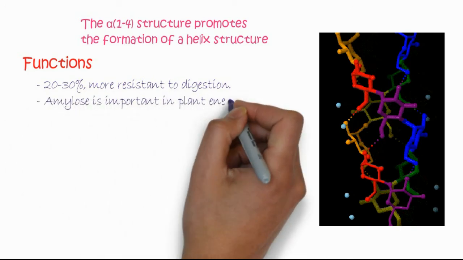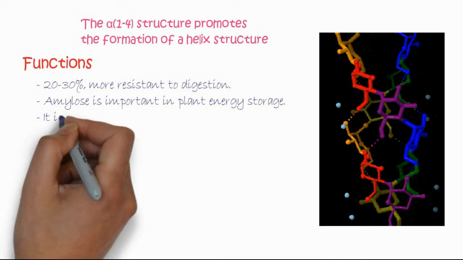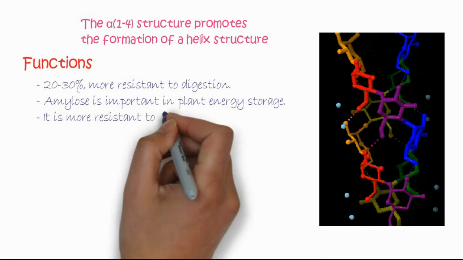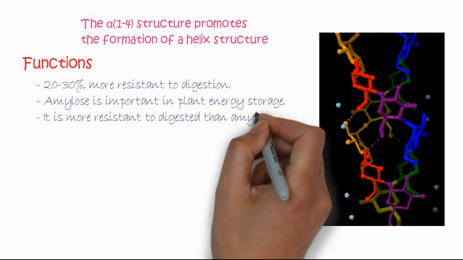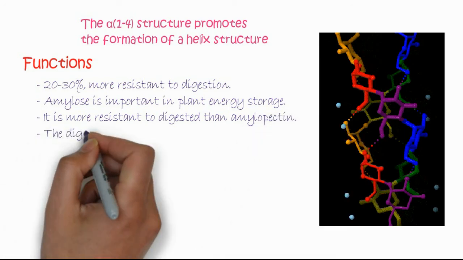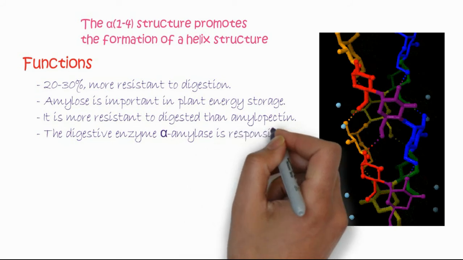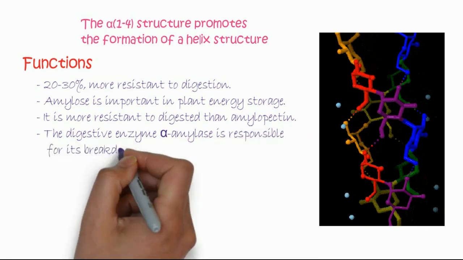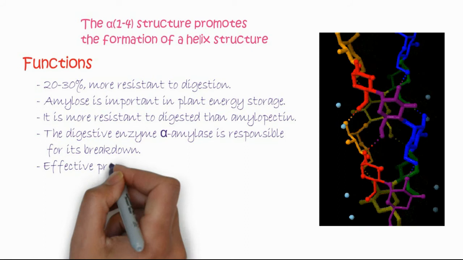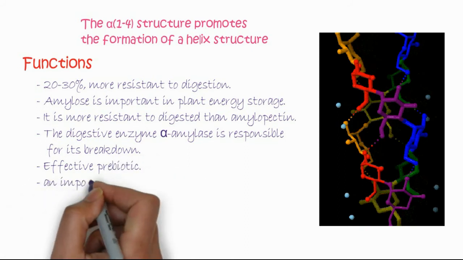Amylose makes up 20 to 30%. It is more resistant to digestion. Amylose is important in plant energy storage. It is more resistant to digestion than amylopectin. The digestive enzyme alpha amylase is responsible for its breakdown. We need to know this.